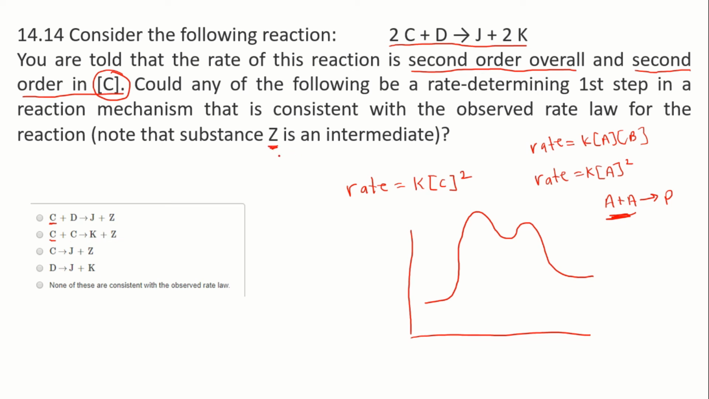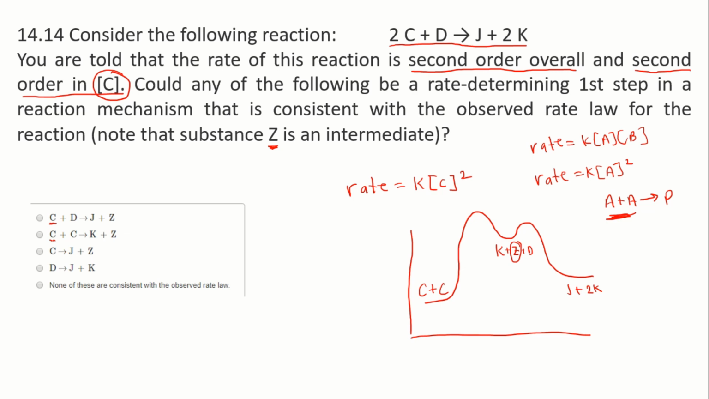Z is an intermediate, so sure, after this reaction we could start with C plus C, form K and Z, and then in the next step K and Z could react with D to form J, and we form one more molecule of K to give us 2K overall. And that confirms that Z is an intermediate. It's used in this reaction. It reacts with D probably to make J and one more molecule of K in this hypothetical reaction.